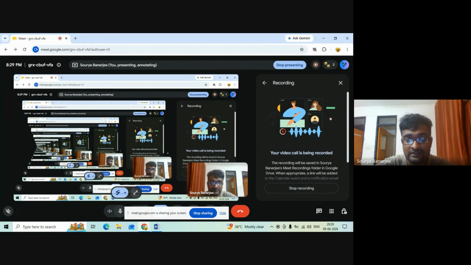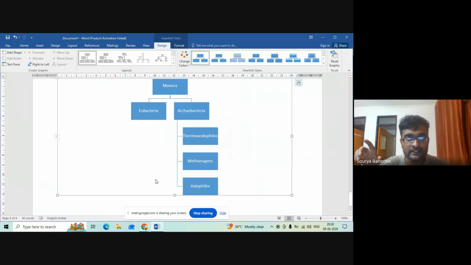Now I will tell you what those extreme conditions are. Can you see that? First is thermoacidophiles. Thermo means anything related to heat, right? So thermoacidophiles live in hot springs. If you go to hot springs and collect bacteria samples, you will find only thermoacidophile bacteria, no other bacteria.